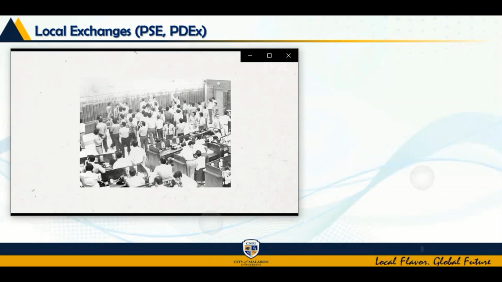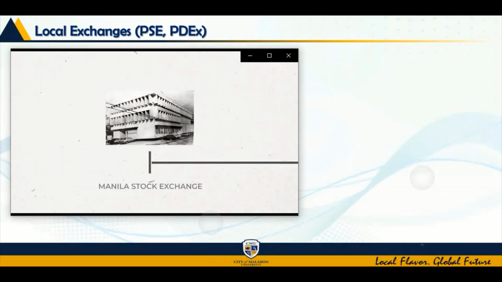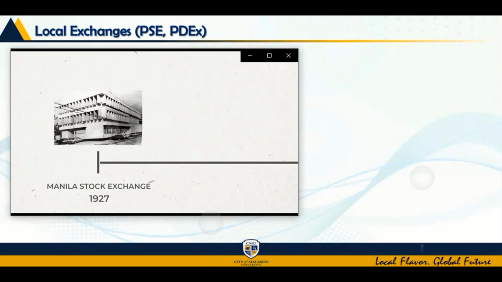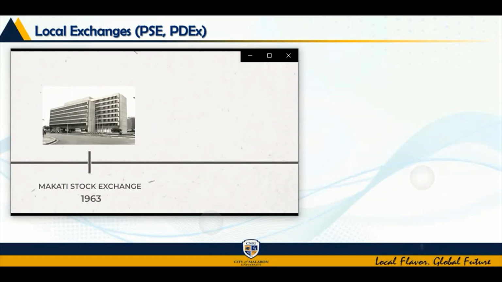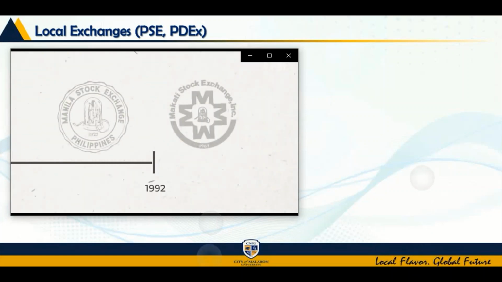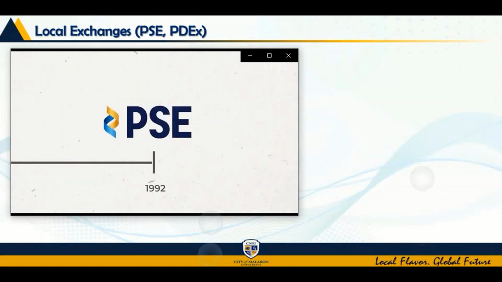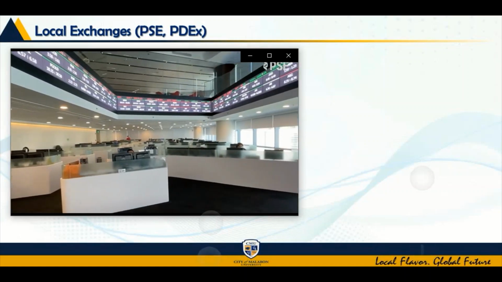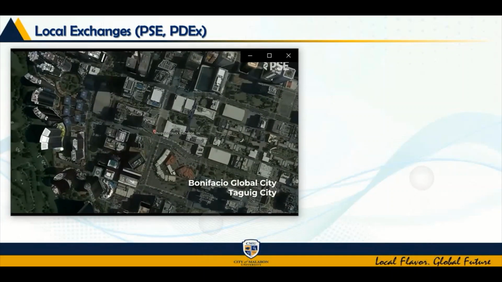It is one of the oldest stock exchanges in Asia, tracing its roots from the establishment of the Manila Stock Exchange in 1927 and the Makati Stock Exchange in 1963. The two exchanges were unified in 1992 to form the PSE we know today. It currently maintains a trading floor at the PSE Tower in Bonifacio Global City, Taguig City.